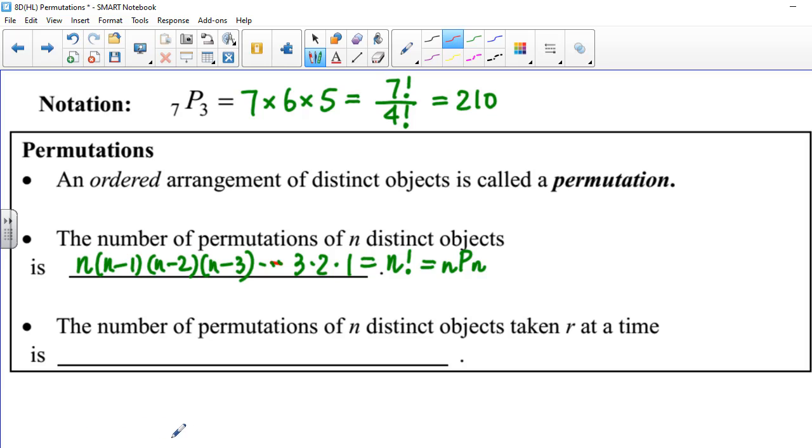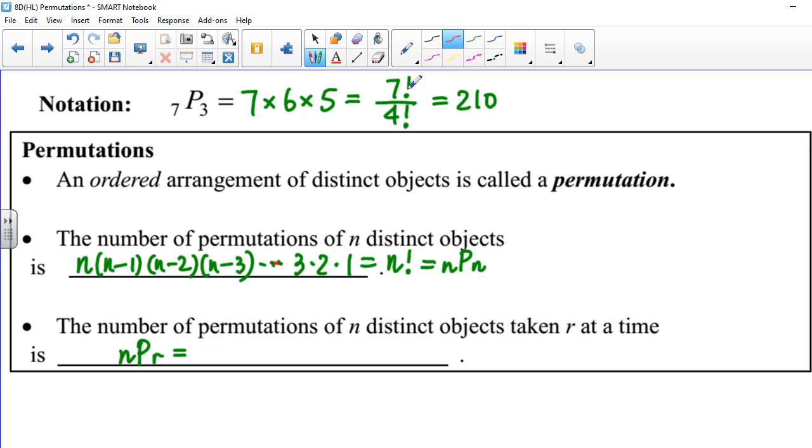If I have n distinct objects, but I'm not lining all n objects up in order. For example, the number of permutations of n distinct objects taken r at a time. How many permutations are there? The number of permutations is nPr. This notation means I have n different objects, but I only take r objects out to line them up.